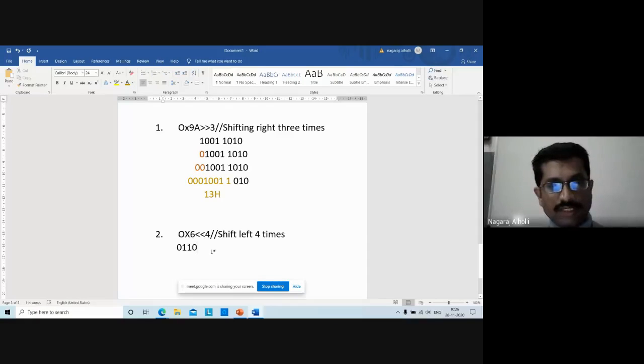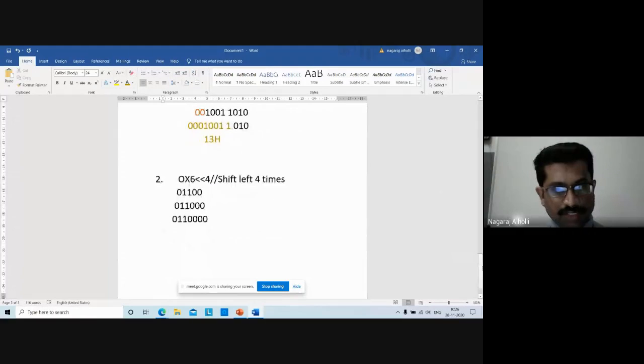Then we have to insert 4 zeros from right towards the left. If we insert 1 zero, it will become this. Then next I'm inserting 2 zeros: 0 1 1 0 0 0. Then next, I will insert 3 zeros: 0 1 1 0 0 0 0. Then next, I'll insert 4 zeros: 0 1 1 0 0 0 0 0.